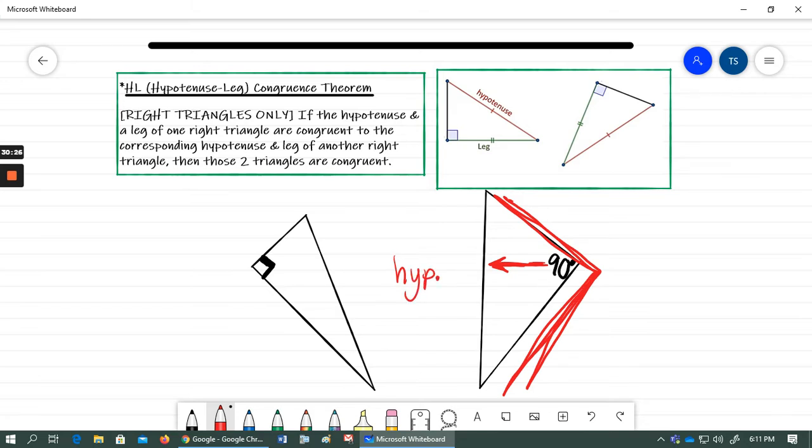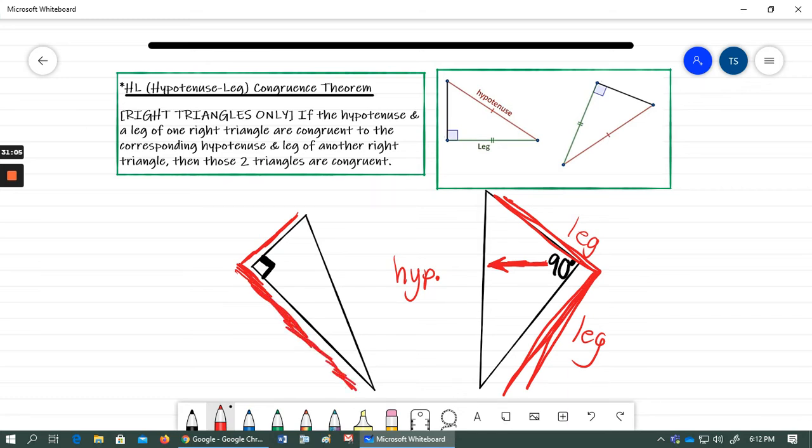I'm going to write hype for short, because I don't have enough space here to write the whole word hypotenuse. Again, folks, we're not talking about these two sides that are right up on the 90-degree angle. We're talking about the other side directly across from your 90 degrees. That is always going to be your hypotenuse in right triangles. Don't forget it.